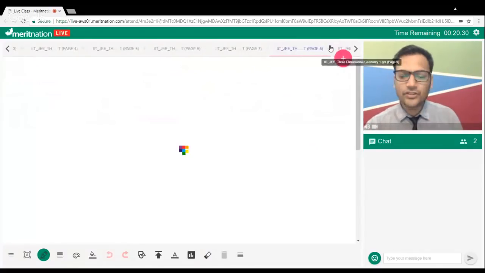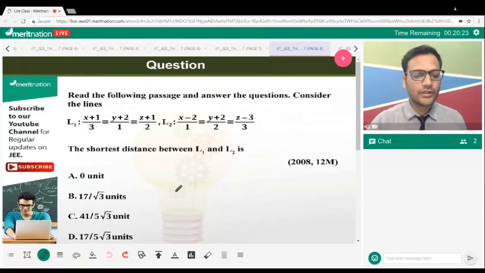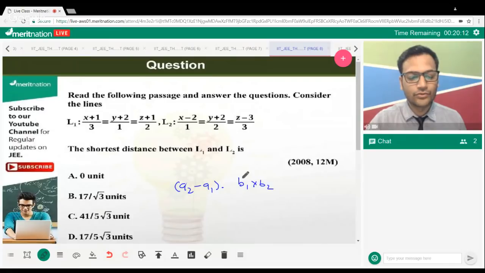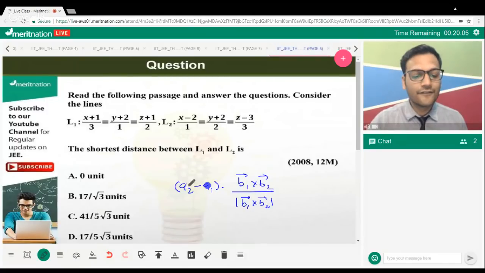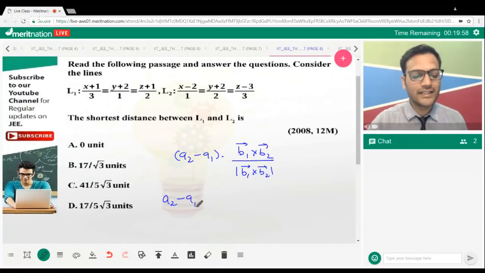The second part to the same question is this: shortest distance between L1 and L2. If at all you remember, I told you that the shortest distance between the skewed lines is A2 minus A1 dot B1 cross B2, the unit vector of it. That's it. A1 and A2, the difference between them can be figured out very easily from here. So in this case, A2 minus A1 we can calculate very easily.